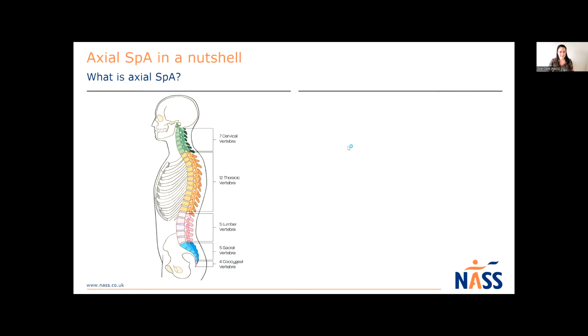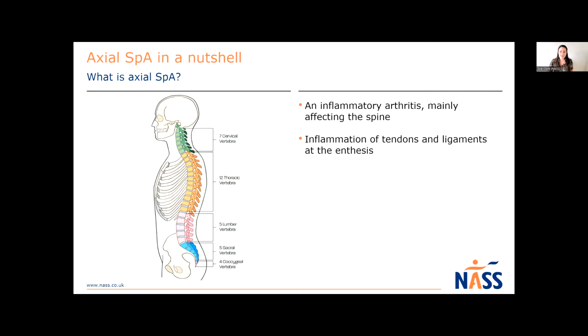So let's get started. So firstly, what is axial SpA? Axial SpA is a type of inflammatory arthritis and it mainly affects the spine. The area where muscles attach to bones is called the enthesis. So in axial SpA, inflammation occurs here and we call this enthesitis. So you can get inflammation anywhere where the muscles and ligaments attach to the bones. The main areas that this affects are all the way along the spine, including the neck, the ribs where they attach to the back and to the front.